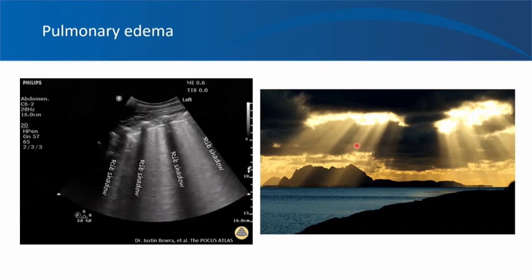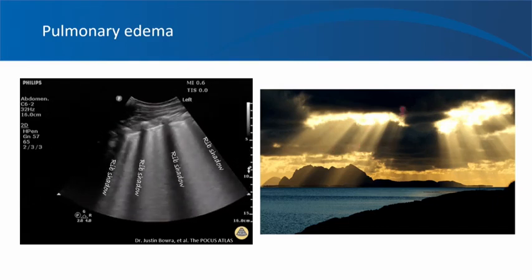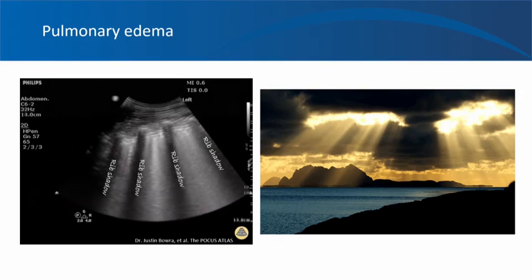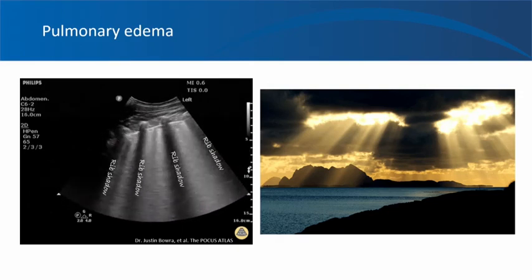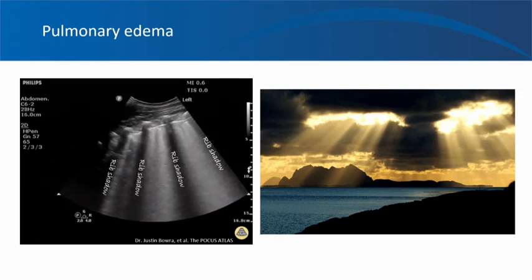And they look similar to this, like the sun rays nicely coming from a cloudy sky. That's how these B lines are compared.